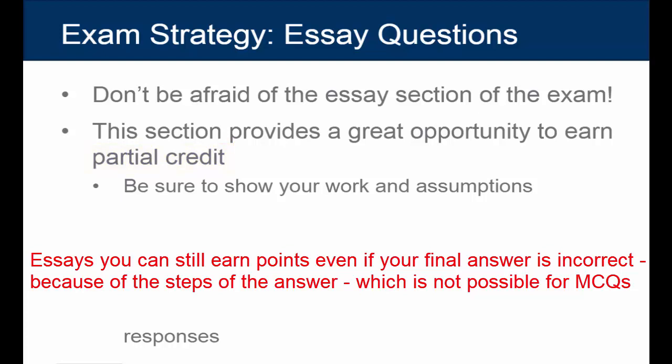Now, in order to earn partial credit, you'll need to be sure to show your work as well as your assumptions. So for example, let's say that you're asked to calculate the break-even point in a problem, and you simply type in a number in the essay response box. If you made a mistake in your calculations and the grader can only see the number that you typed, then you won't earn any points for your response. However, if you type in your assumptions and your calculations, which will show how you arrived at a certain number, the grader may be able to award you a few points for the steps that you correctly completed. So it's really important to show your assumptions, calculations, and anything else that will help the grader to understand how you arrived at your response.